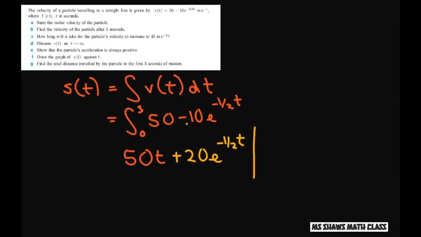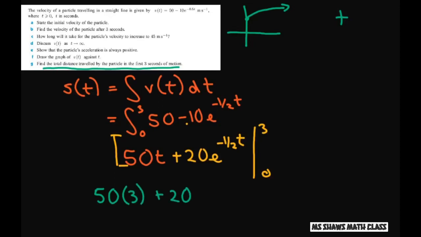But we want to evaluate this from 0 to 3 over that interval. So you merely plug that in and find the total distance. Now, we don't have to worry about a sign diagram. We already know from our graph that this is constantly going up. So we don't have to worry about whether we're subtracting or adding. We're going to be adding the two integrals. So this is going to be 50 times 3 plus 20 e to negative 3/2. And then you're going to add, because we're adding our distance here. You plug in your 0, you're just going to get plus 20.